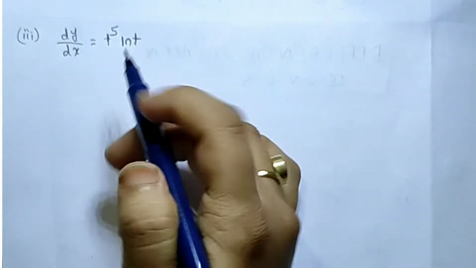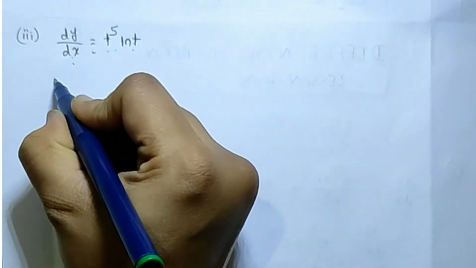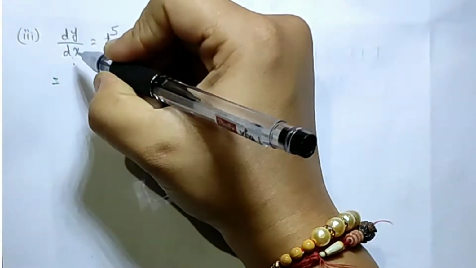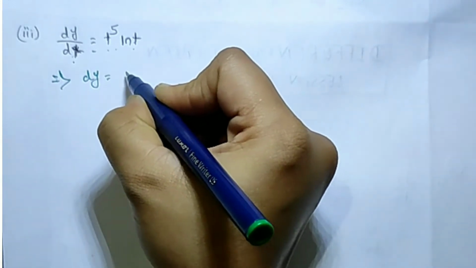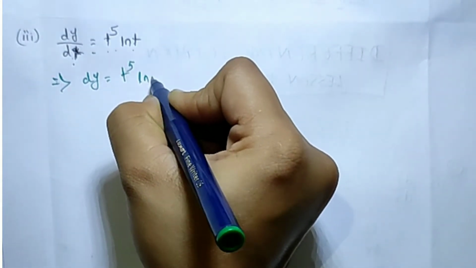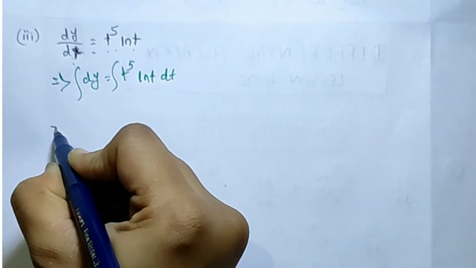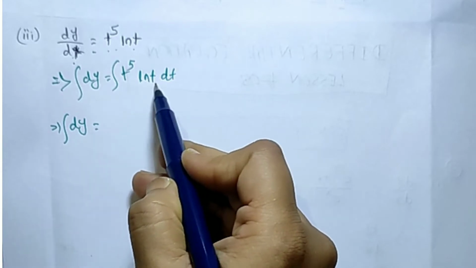Now the next question is dy by dt is equal to t power 5 ln t. So dy by dt is equal to t power 5 ln t. Okay, implies that dy is equal to t power 5 ln t into dt. Now integrating both sides, dy integration is equal to this, t power 5 ln t.